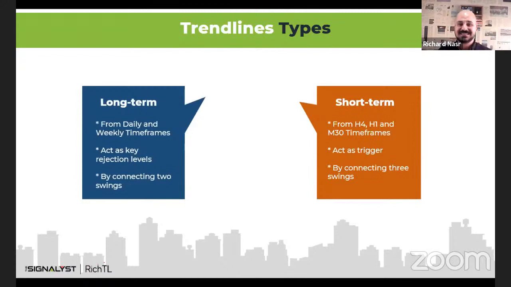Okay, while the second type is what we call a trigger trend line. So the long-term ones, daily, weekly, are rejection trend lines, while on H4, H1, and 30, there are trigger trend lines, and we'll see an example about this in a bit. For the long-term trend lines, we can draw them by connecting only 2 swings, while for the trigger trend lines, we need to connect at least 3 swings for it to be valid.